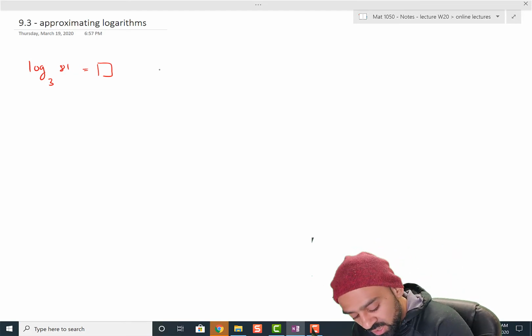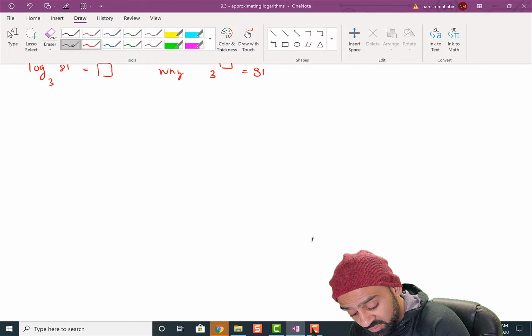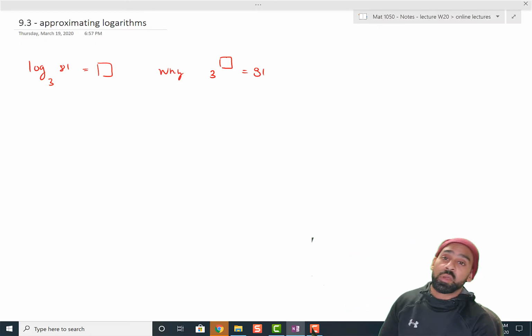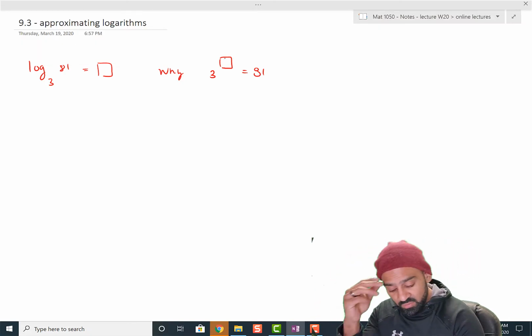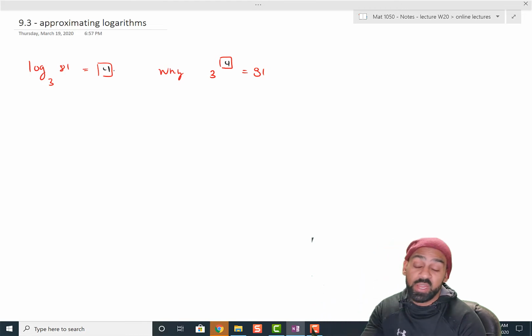Okay, so if you don't see it yet, then you're saying 3 to what box equals 81, and you start to multiply things together. If it's a 2, that'll be 9. If it's 3, it's 27. If it's a 4, bingo, then it has to be 81. Check it out: 3 times 3 times 3 times 3 is 9 times 9, which is 81.